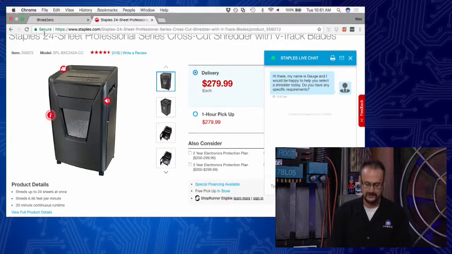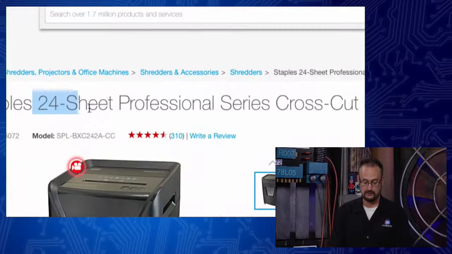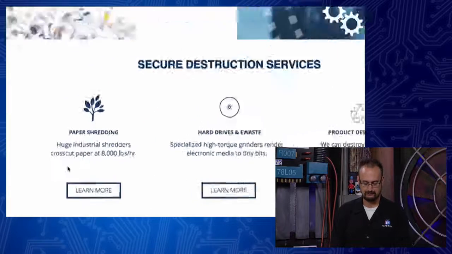But I want you to notice something. Here's the drawback. In a SOHO environment, these are perfect. 24 sheets. All right, look at this Shred Zero.